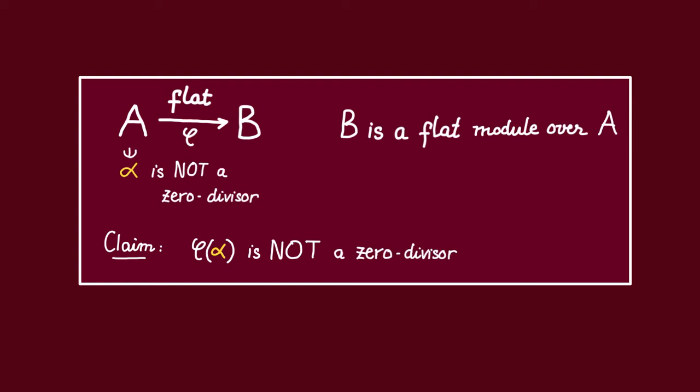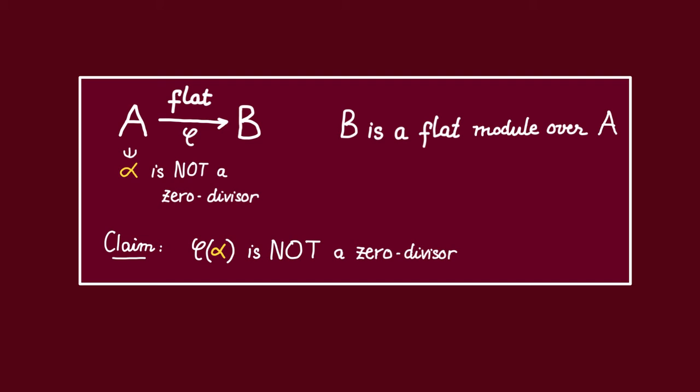In this video, we want to show that flat ring homomorphisms preserve non-zero divisors. So let us suppose that phi is a flat ring homomorphism between rings A and B. This just means that under the map phi, B can be viewed as a flat module over A. And let us suppose that alpha is some non-zero element in A that is not a zero divisor. We claim that phi(alpha) is also not going to be a zero divisor in B.